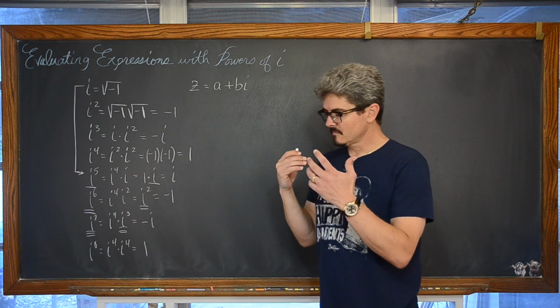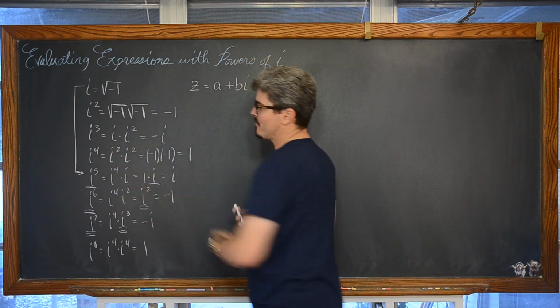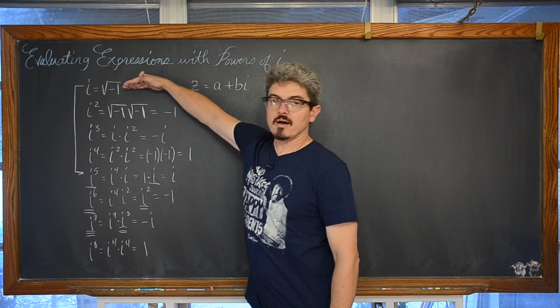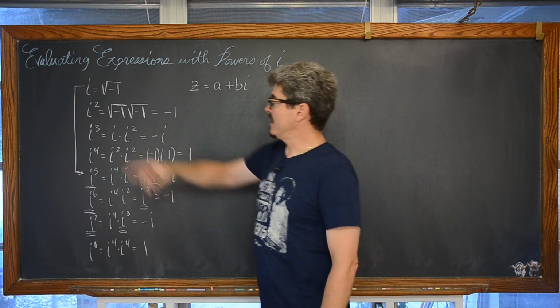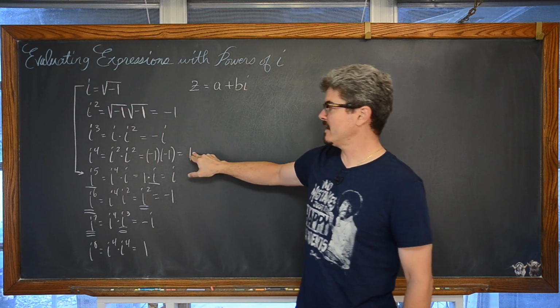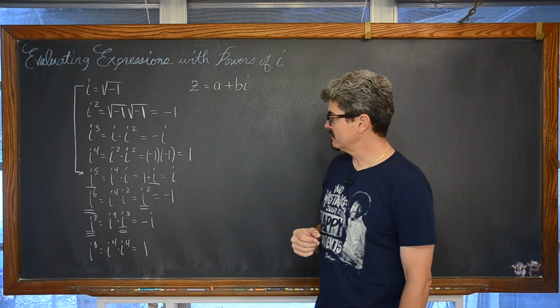Now, we're going to use this cyclical property, or pattern. The values of the powers that you get for i, -1, negative i, and 1 just start to repeat.